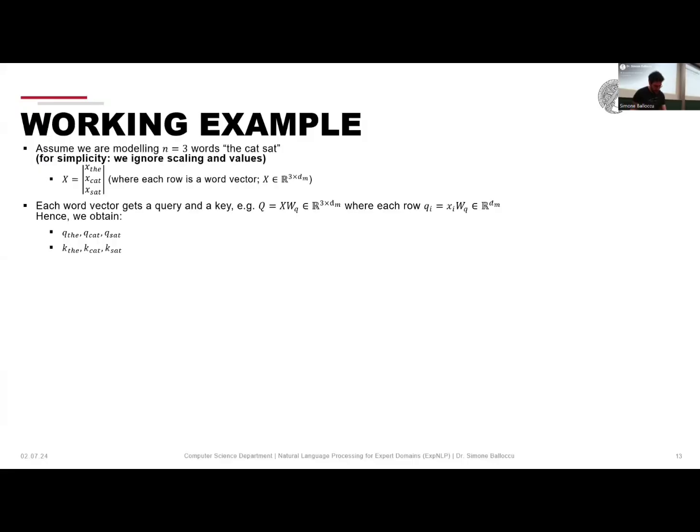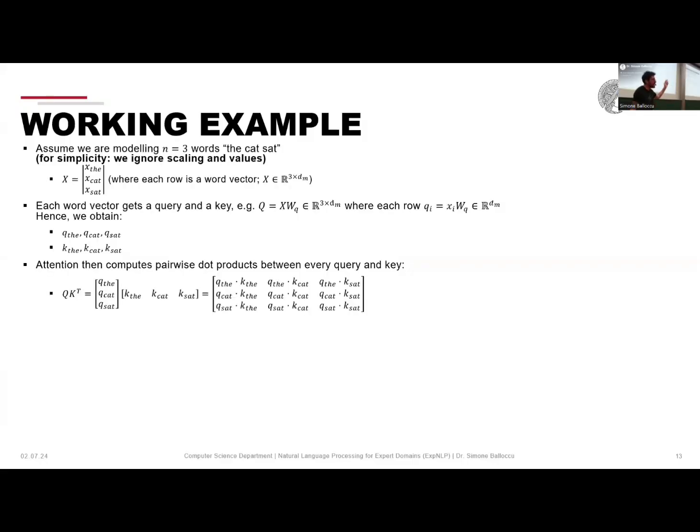So for example, Q is this X multiplied by WQ, and each row Qi is basically the actual vector multiplied by the matrix. So we get a query for "the", a query for "cat", and a query for "sat". It's the same way we get a key for "the", a key for "cat", and a key for "sat". Now I can create this matrix by multiplying them, and you can see that I obtain the dot product of each single token with respect to each other, because of course we want to understand how important that is in the context of predicting, for example, "that".